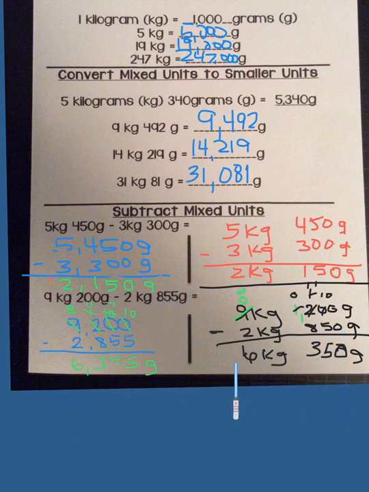And I know this because when I looked at my answers, 6 kilograms and 350 grams is not the same as 6,345 grams. If you look at that and you're like, wait, those are supposed to match, right? 6,000 grams is 6 kilograms. 345 grams is not the same thing as 350 grams. So I had to look back at my problem, and I wrote down 850 instead of 855. So I would just have to go back and change this to a 5.